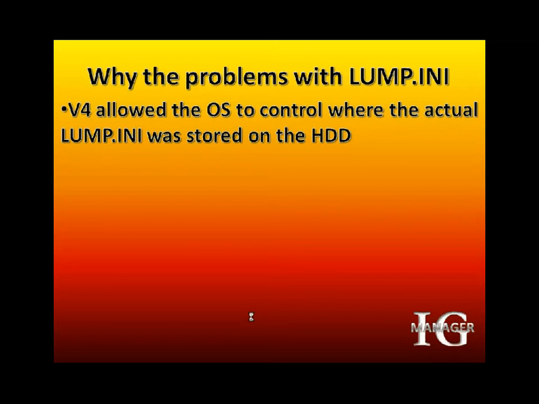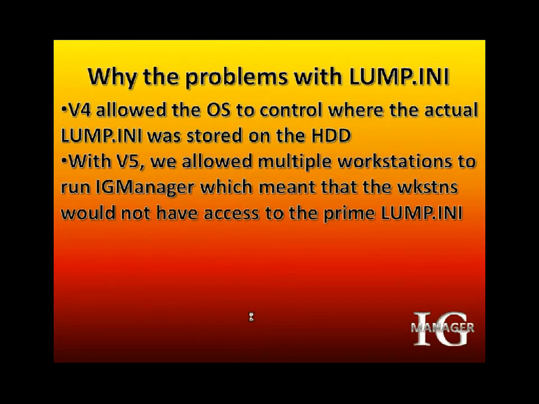Version 4, which was the first release that came out for general use by dealers, relied on the OS to keep track of where the lump INI was, and that was perfectly fine and lasted a long time. The problem was we wanted to start allowing multiple workstations to access the StoreCharge data, and that meant the workstations weren't able to find the lump INI with the settings in it.